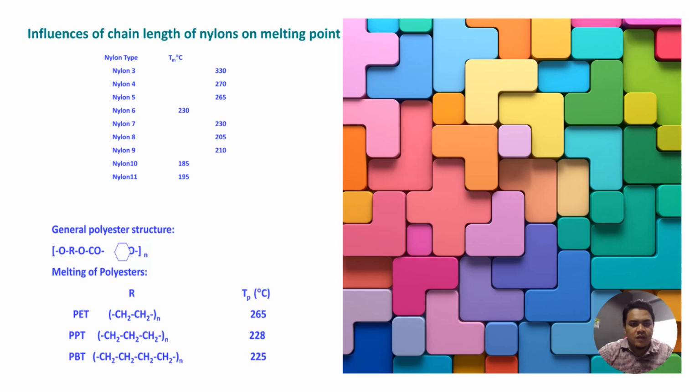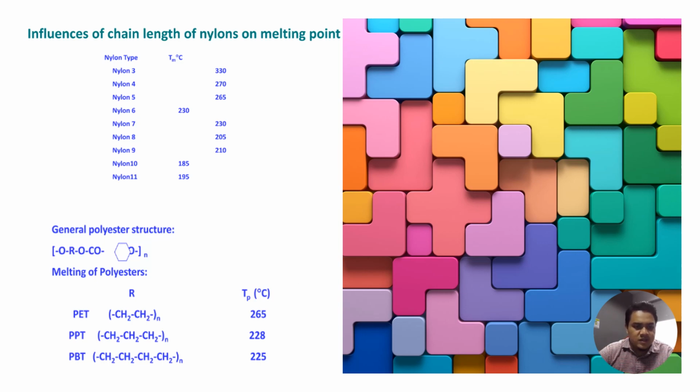So from this, we have nylon and its melting point. We have a lot of types, such as nylon 3, nylon 4, nylon 5. From this example we have the melting transition temperature for the nylon. For example, for nylon 3 we have 330 degrees Celsius, nylon 4 we have 270 degrees Celsius, nylon 6 we have 230 degrees Celsius, and so on. From this we also have a general polyester structure.